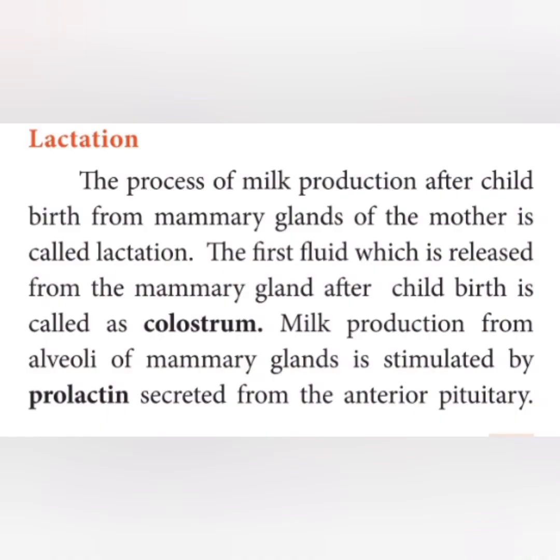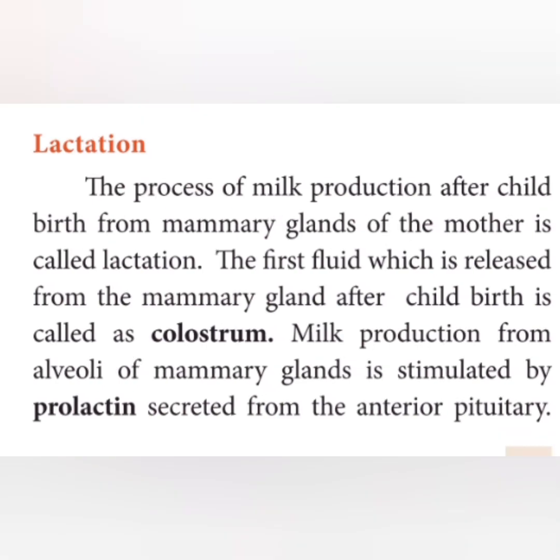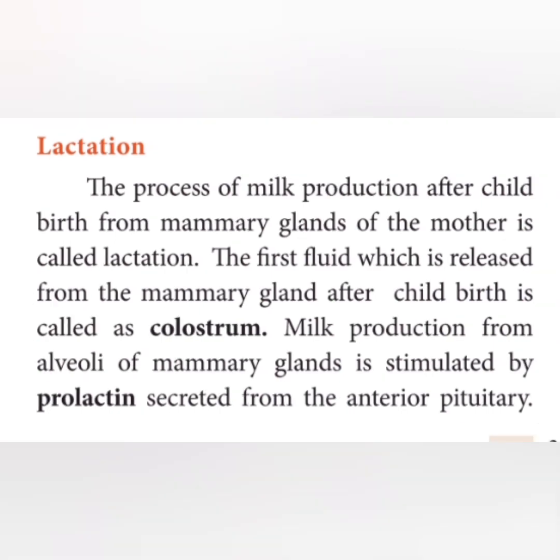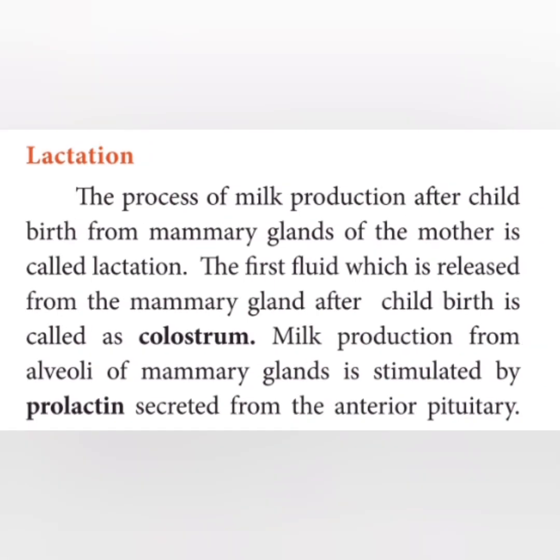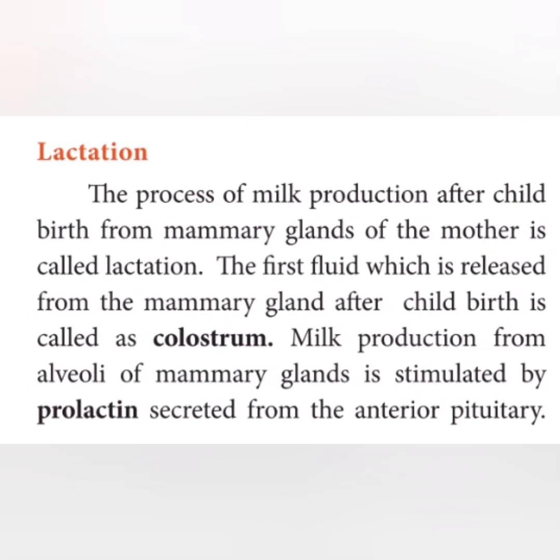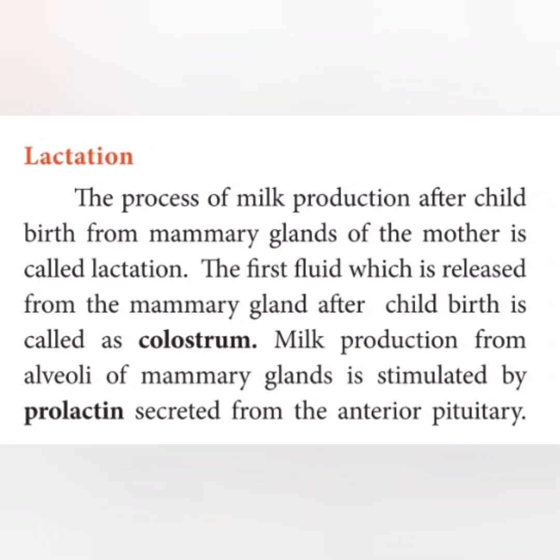The next question is, what is colostrum? How is milk production hormonally regulated? The first fluid released from the mother's mammary gland after childbirth is called colostrum. And which hormone regulates it? Prolactin hormone, and this hormone is secreted from the anterior pituitary.